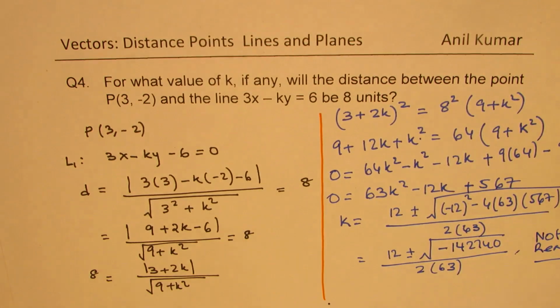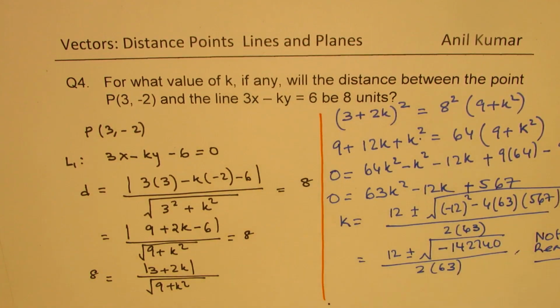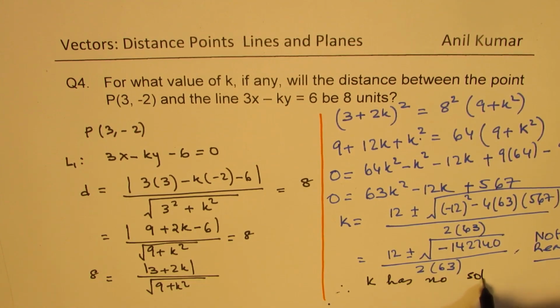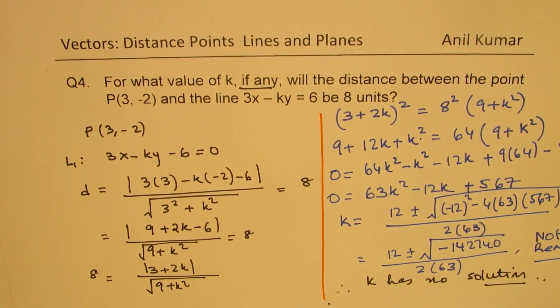Perfect. So we really do not have any value of k which can give you 8 units of distance between the point and the line, right? So therefore, the answer is k has no solution. Okay. So this part, "if any", is kind of important in this particular question, right? So I hope that helps.